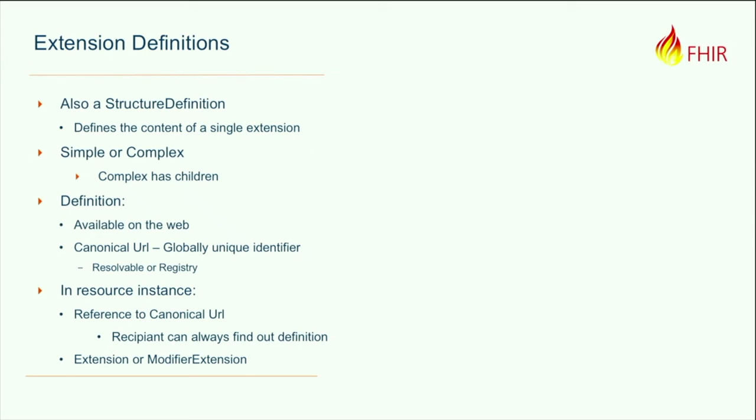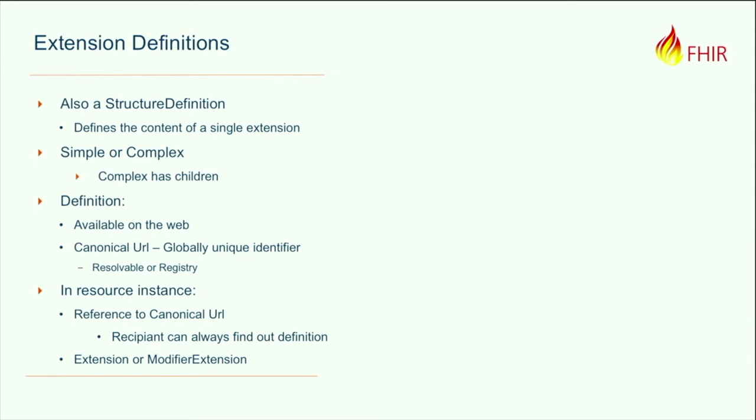But basically there needs to be a way for a vendor to locate the extension definition, which is the important part. In the resource instance, there needs to be a reference to that extension definition, as I've just talked about, so that the recipient can always find out the definition.